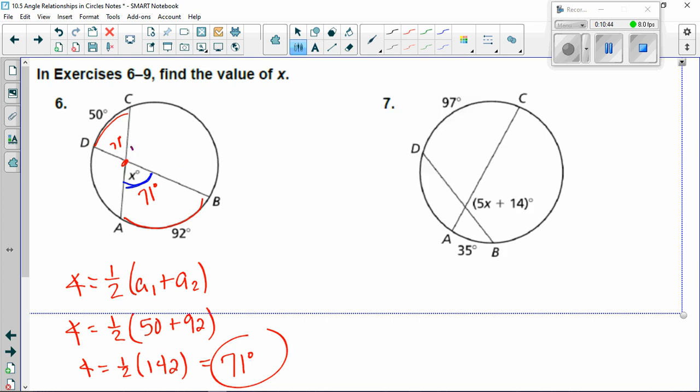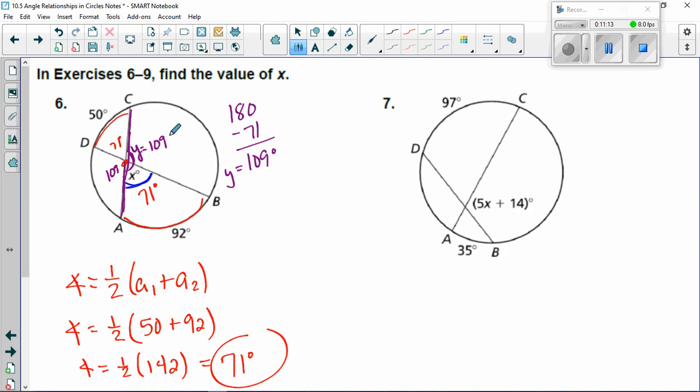But what about this angle? We know these two make a linear pair because this chord is a line segment, so it still adds up to 180. So 180 minus 71 is 109. So angle Y is 109. So this here would be 109, and this here is also 109.